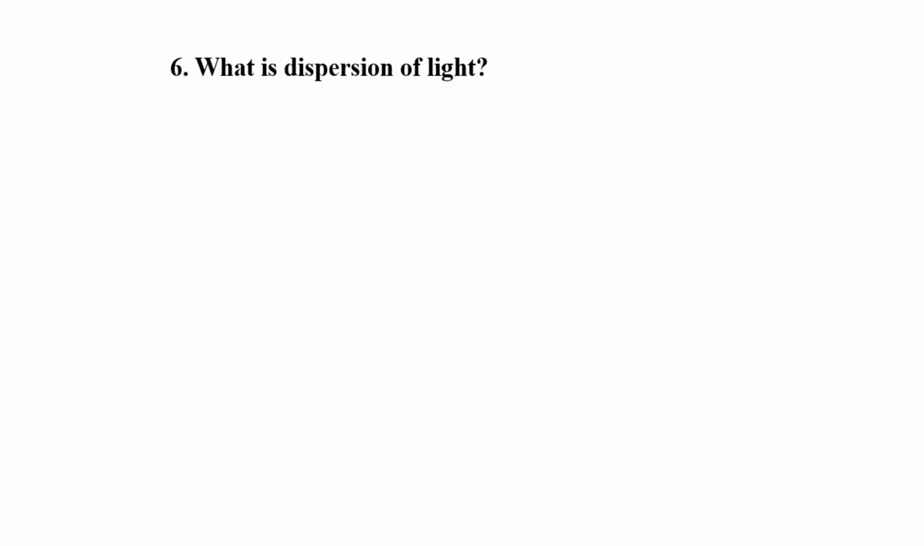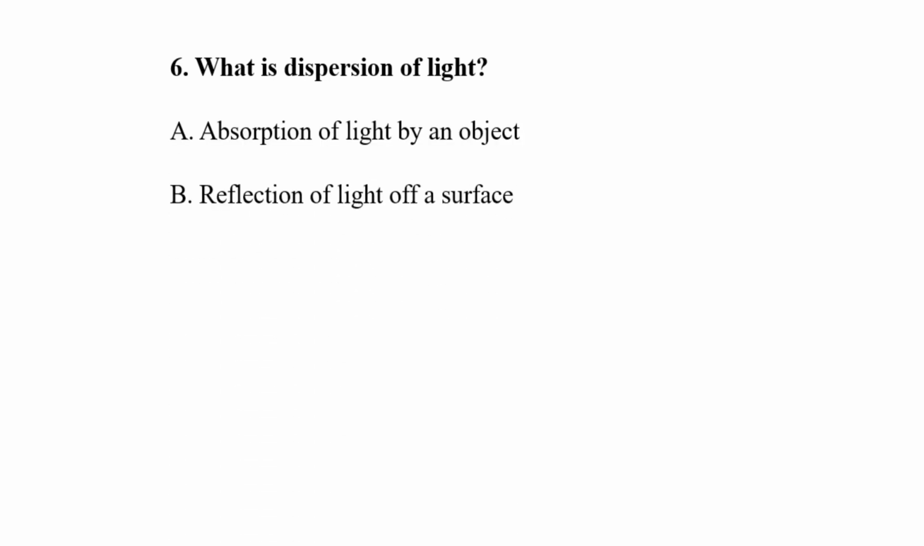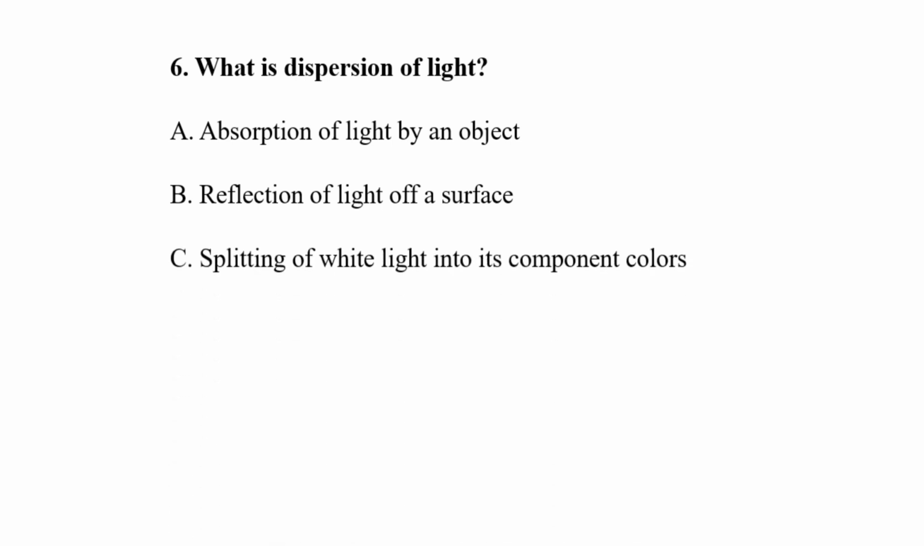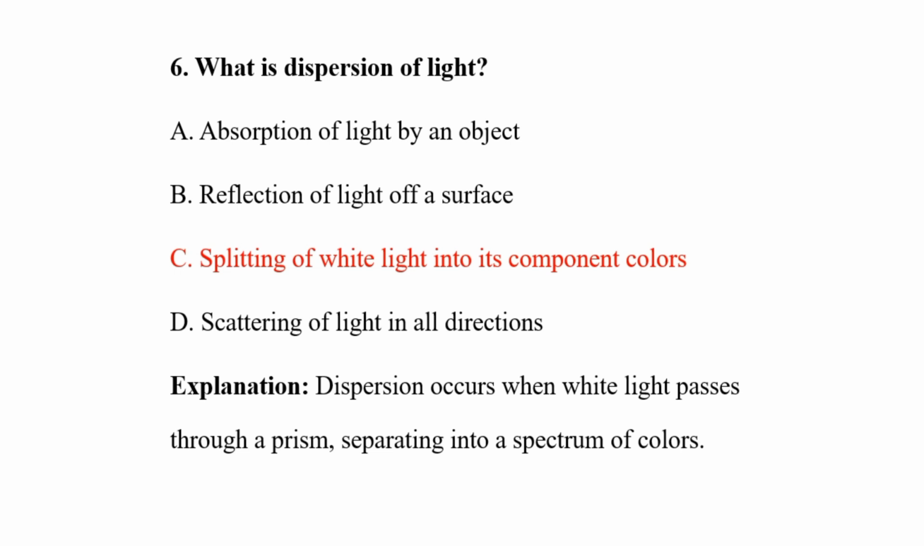Question number 6. What is dispersion of light? A. Absorption of light by an object. B. Reflection of light off a surface. C. Splitting of white light into its component colors. D. Scattering of light in all directions. The answer is splitting of white light into its component colors. Dispersion occurs when white light passes through a prism, separating into a spectrum of colors.